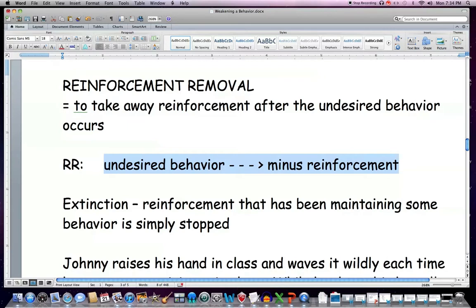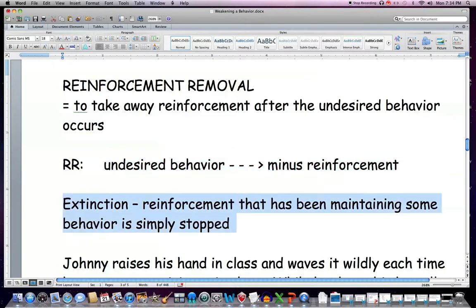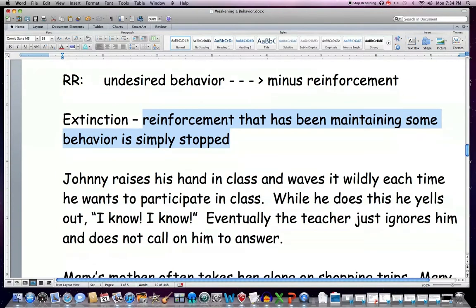There's a couple of different forms of this. The bare form of this is called extinction. Okay, reinforcement which has been maintaining some type of behavior is just simply stopped. Okay, let's look at an example of this.